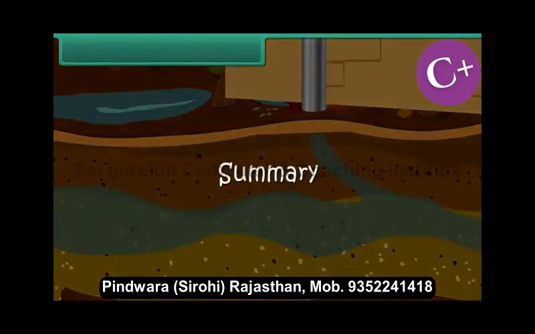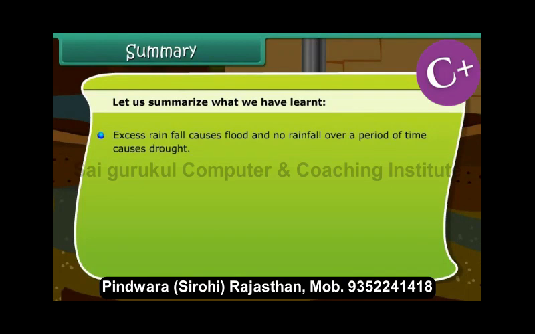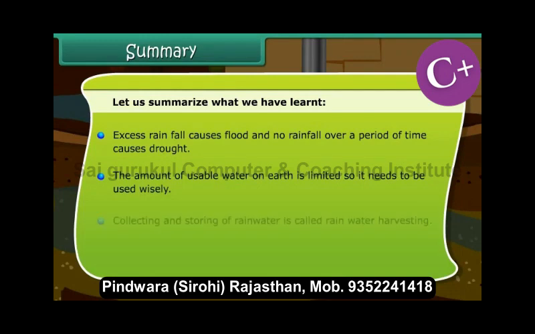Summary. Let us summarize what we have learned. Excess rainfall causes flood, and no rainfall over a period of time causes drought. The amount of usable water on earth is limited, so it needs to be used wisely. Collecting and storing of rainwater is called rainwater harvesting.